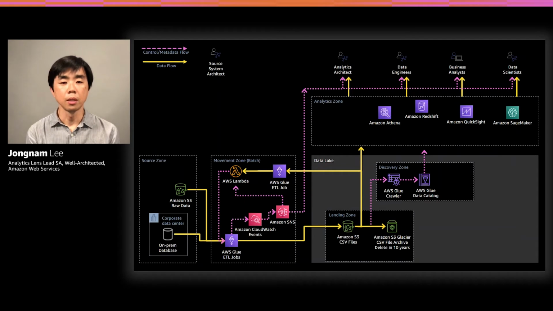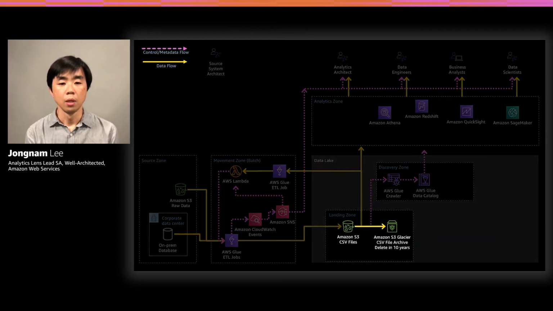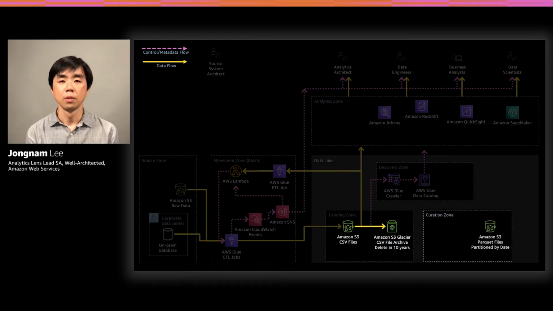So what that means in the diagram is like this way. So let's focus on the landing zone. Let's assume that the CSV file is too small. There are so many little files. So you may want to think about the curation. So in this case, Parquet file is partitioned by date. So a new data bucket, S3 bucket is prepared. And then let's delete the S3 Glacier in this diagram for simplicity.